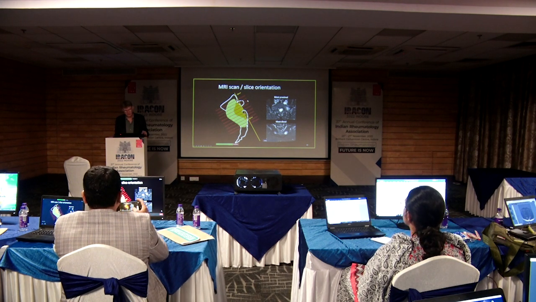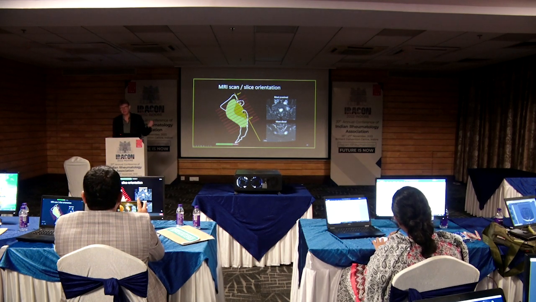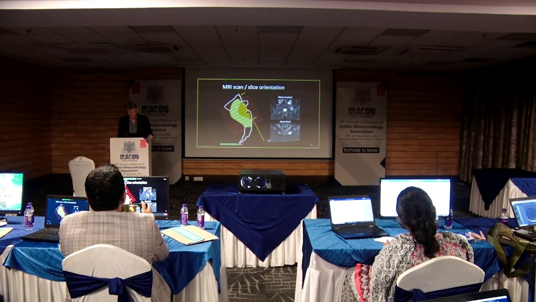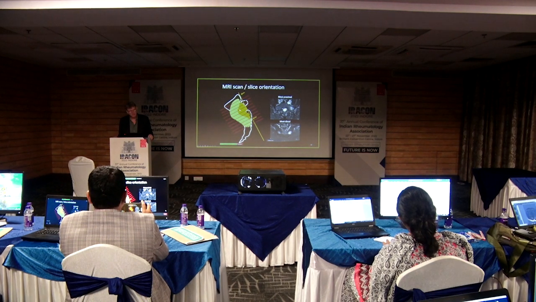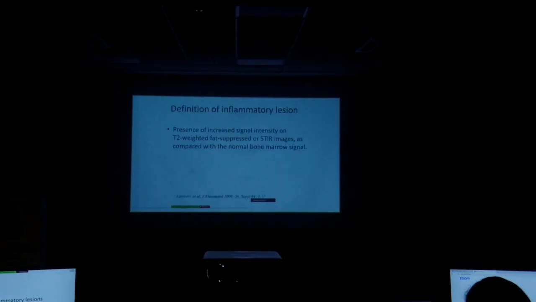You can also, in addition, obtain images perpendicular to those semi-coronal slices. And they are called semi-axial. And they give a better representation of the ligamentous compartment. Some radiologists would say that it's very important.